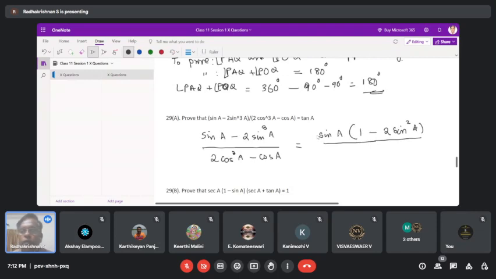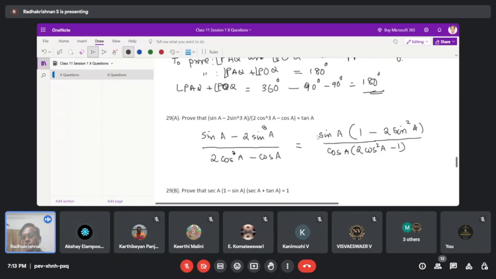Similarly, what is the common factor in the denominator? Cos A. So if you take out cos A, what will remain? 2 cos square A minus 1. Do you see any identity that you can apply?